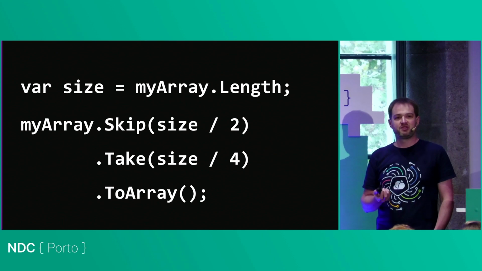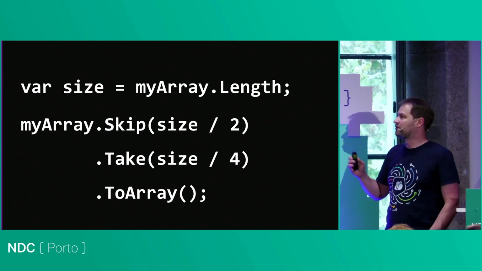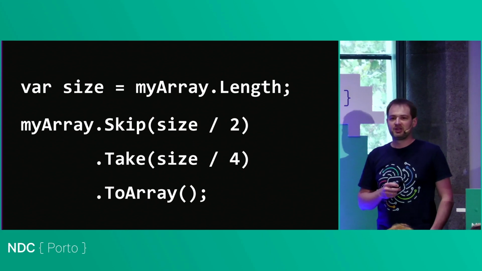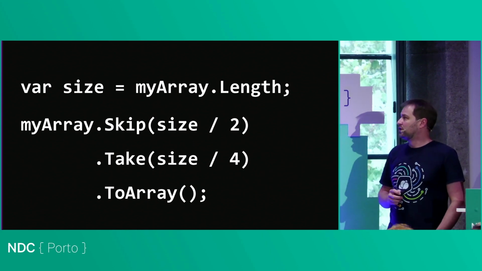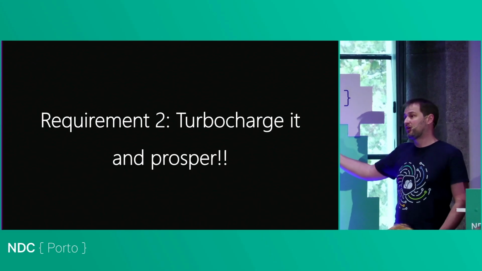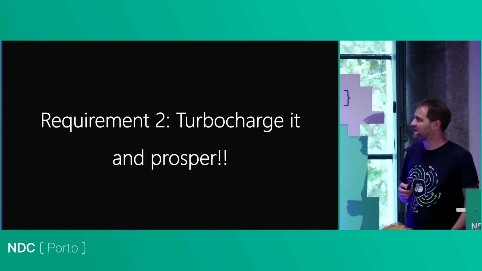One pretty reasonable way that you could achieve that without thinking too hard is, okay, well, we'll get the length. We'll skip halfway into that array, we'll take a quarter of the elements, and then we'll return the new array. And that's perfectly valid code, it will do the job. But then maybe your manager comes to you and says, actually, if we can make this code really, really fast, maybe we can make a huge amount of money. So I told you it was contrived, but let's go with this.